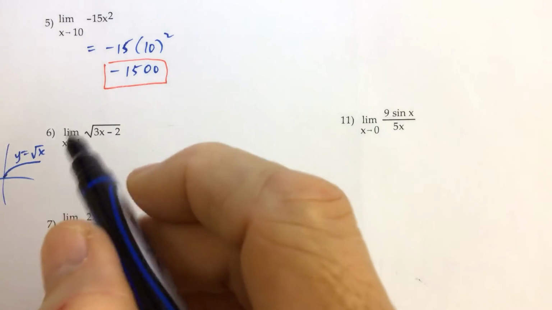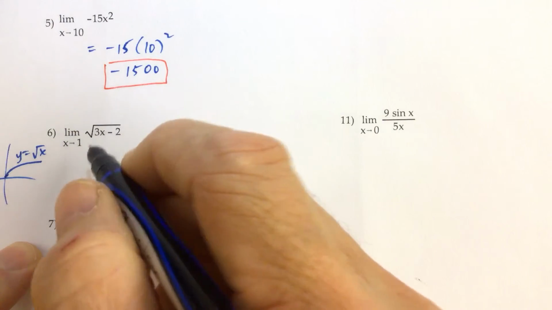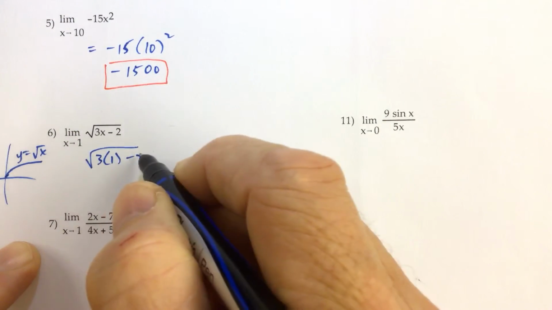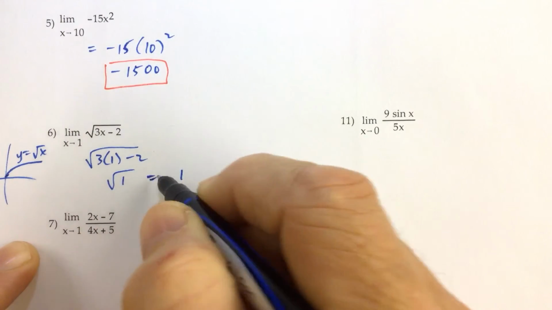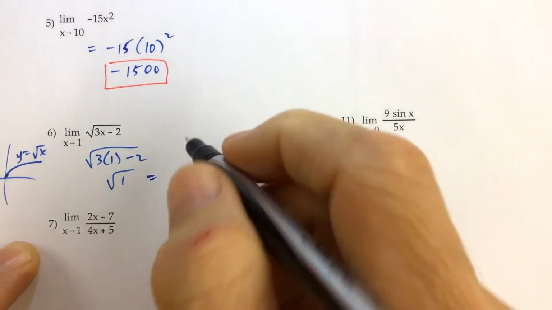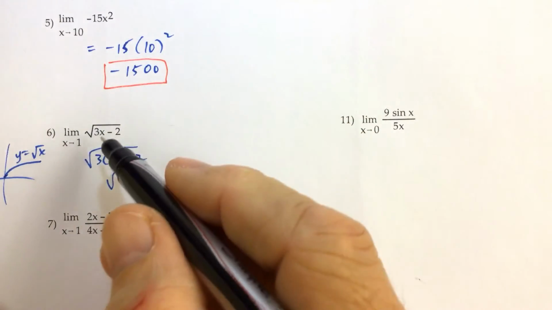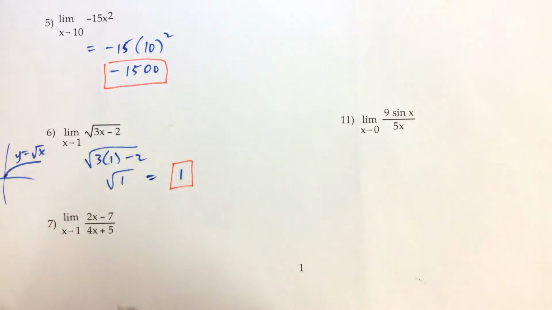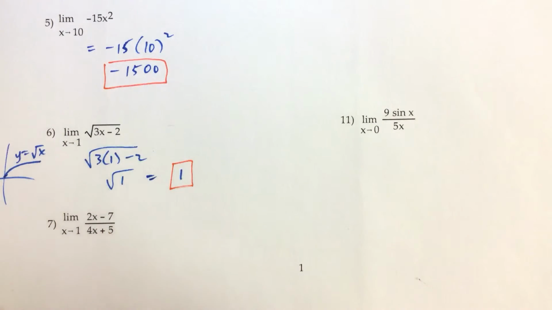And if we replace x with 1 in this function here, we just get 3 times 1, which is 3, minus 2 under the radical. 3 minus 2 is 1, so we just get 1. So the function exists at x equals 1. And as long as we get a number besides 0, then we don't really have to blink an eye on finding a limit of a square root function.